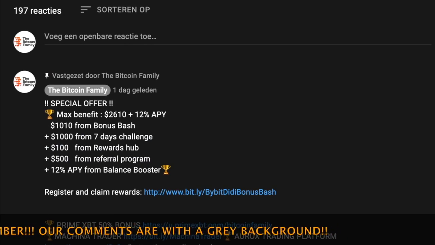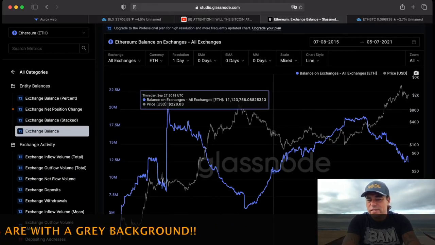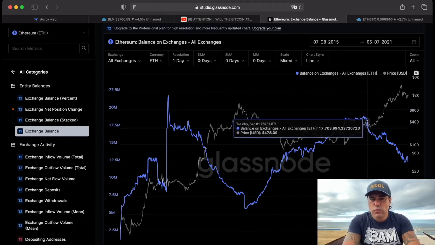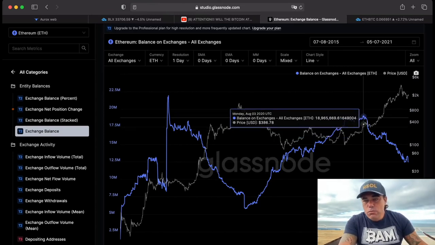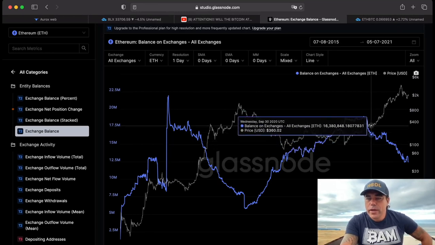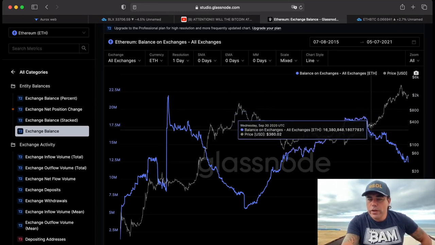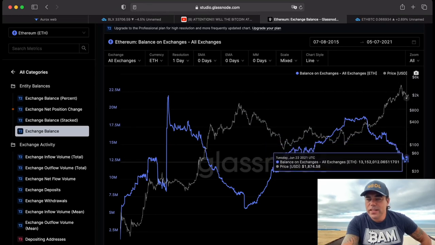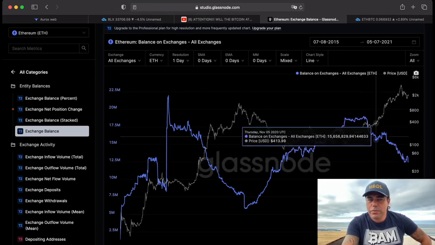Small jump into Ethereum, because I can see something really cool in Ethereum. Ethereum is moving away from the exchanges. People are taking their Ethereum away from the exchanges, so the balance on exchanges is declining. Do you see this? Very sharply.